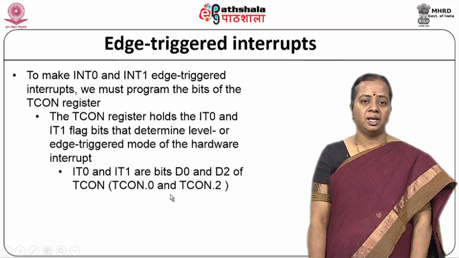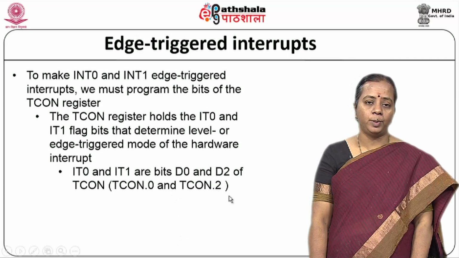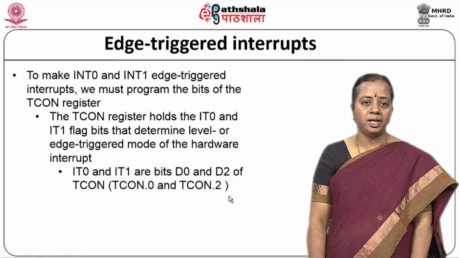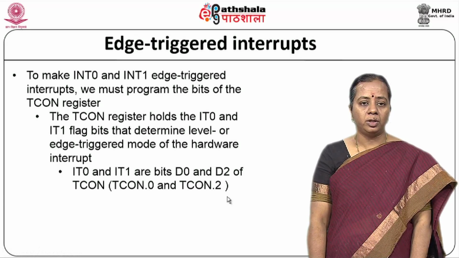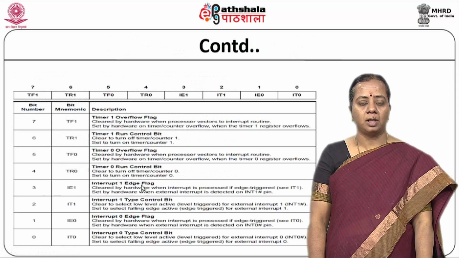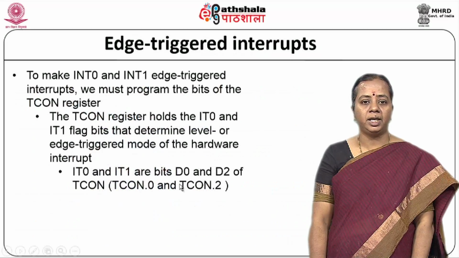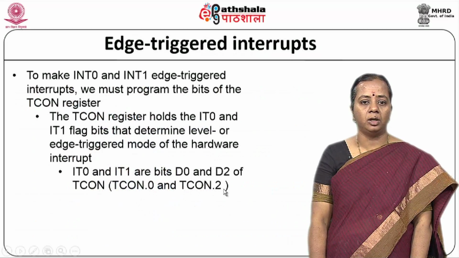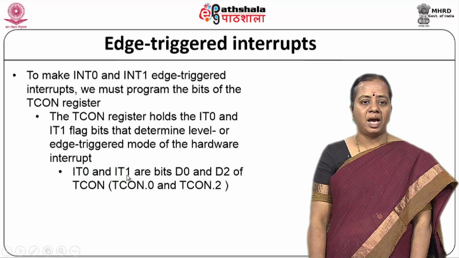If this is the case, the system has to be informed beforehand that the triggering should be edge triggering. For this we have to set the IT0 and IT1 bits of the TCON register, that means TCON.0 and TCON.2. These bits identify that INT0 and INT1 are edge triggered interrupts. Otherwise, if these 2 bits are not set, it will consider them level triggered interrupts.